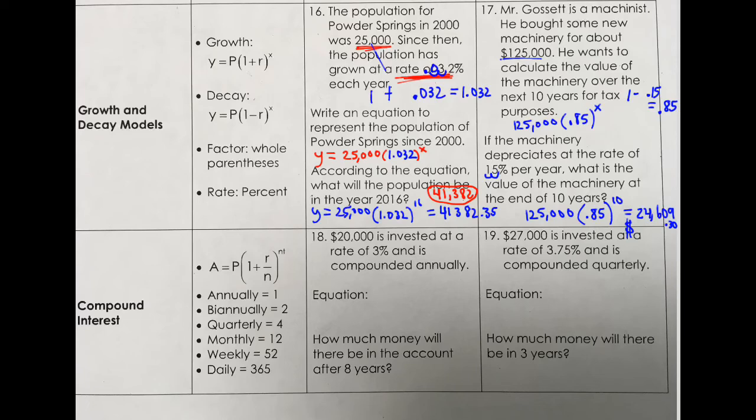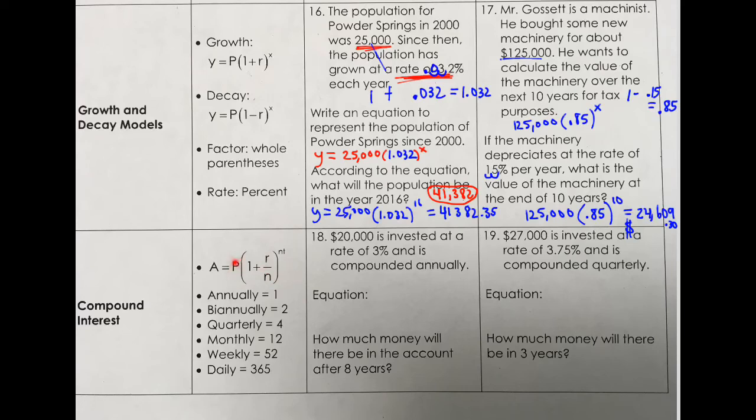Moving down to number 18, we're talking about compound interest. This is going to be provided for you. You just have to know when to use it. Guys, we're talking about compound interest, and this is compounded annually. Well, you might want to use the compound interest formula, right? Okay, so how do we do that?